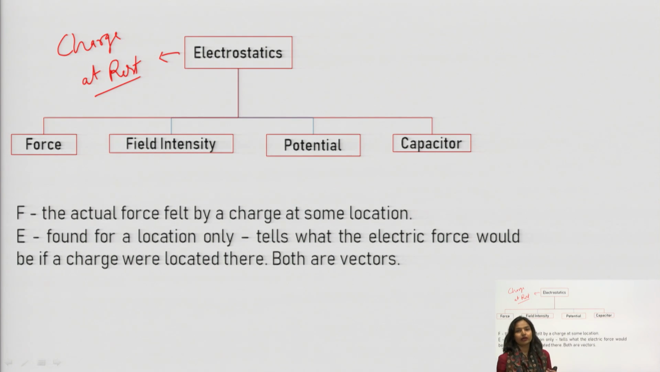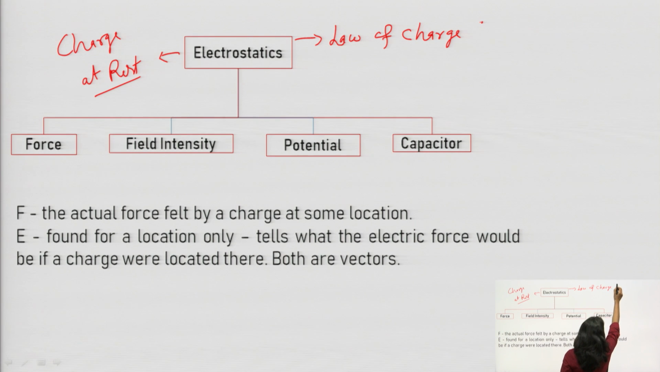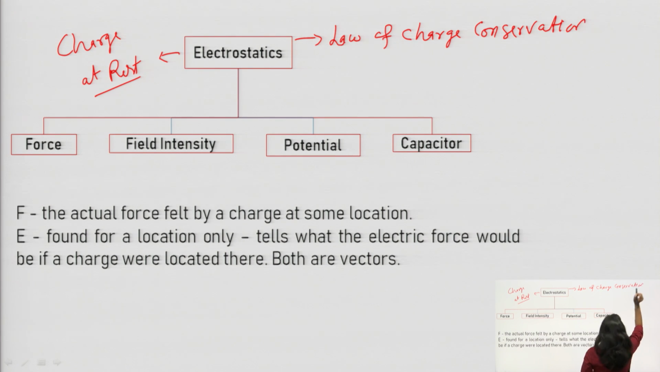In this topic we will cover basically 3 laws. The first law is the law of charge conservation. It means that in an atom the total number of charges is constant. The summation of electrons and protons will be equal all the time. It means charge can never be created nor destroyed.